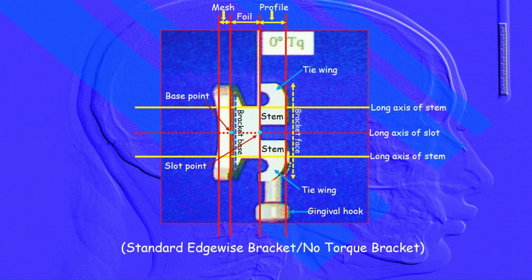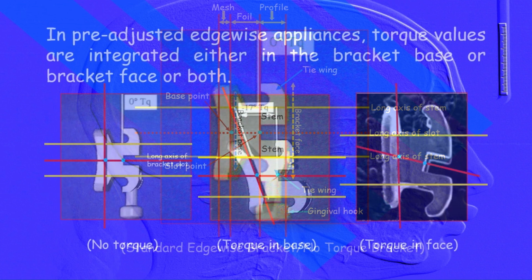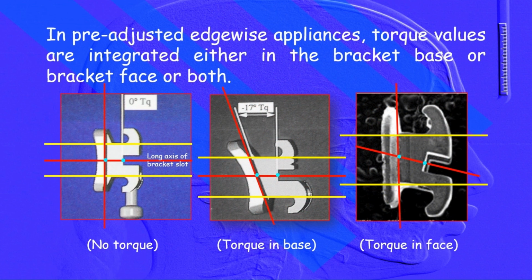Let us discuss various criteria to identify a standard edgewise or zero torque bracket. In a standard edgewise bracket, the long axis of the bracket stem and the long axis of the bracket slot are parallel to each other, and they are perpendicular to the bracket base. The slot's midpoint, known as the slot point, and the middle point of the bracket base, called the base point, remain on one plane. In pre-adjusted edgewise brackets, torque values are integrated either in the bracket base or bracket face or both.